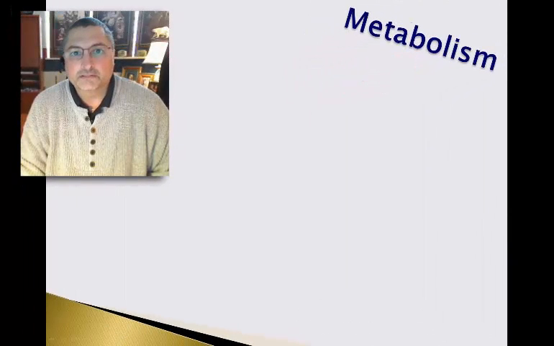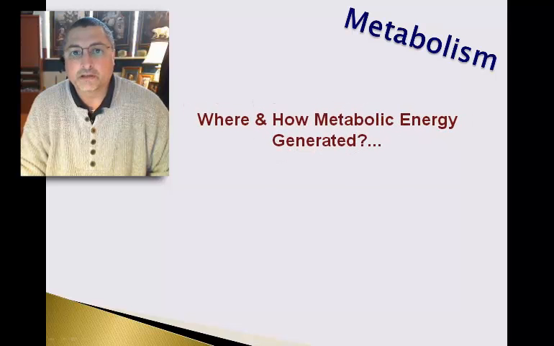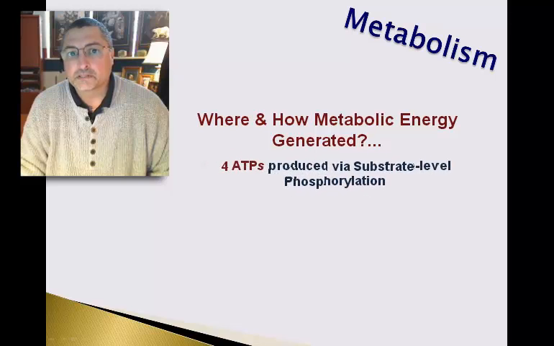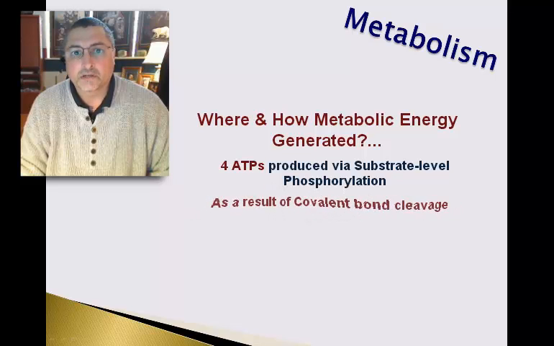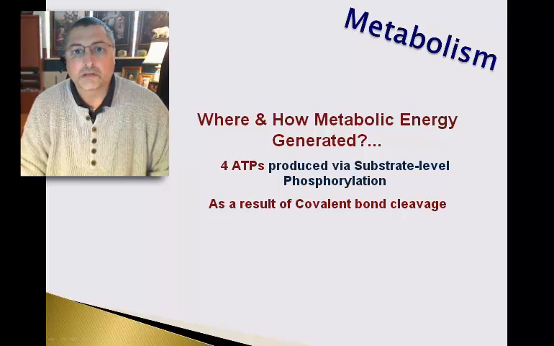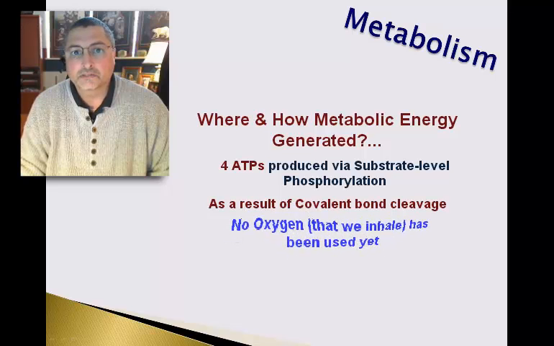Hey guys, welcome back. We began our exploration in catabolism with the goal to identify where and how our metabolic energy is generated. Yet to this point, we've only generated 4 ATPs, and those ATP molecules have been generated as a substrate level phosphorylation event, meaning that they come almost directly from the breakage of covalent bonds and the energy stored in those covalent bonds that hold the carbon molecules together in the glucose molecule. And none of that initial oxygen has been used in any of these reactions.